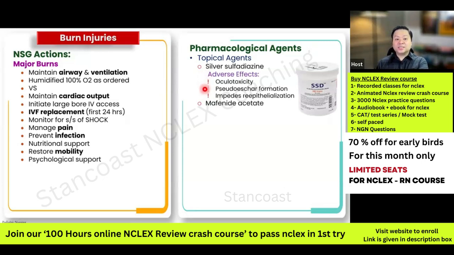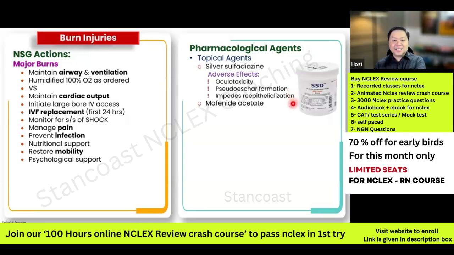And it can also cause pseudoeschar formation, which is going to complicate the healing process. And so you will see this as loose wound edges. It is very important for us to monitor this to find out what this is, pseudoeschar formation. And there is that characteristic loose wound edges, which will require debridement. And once this is done, we've got to make sure that the area will be monitored for healing.